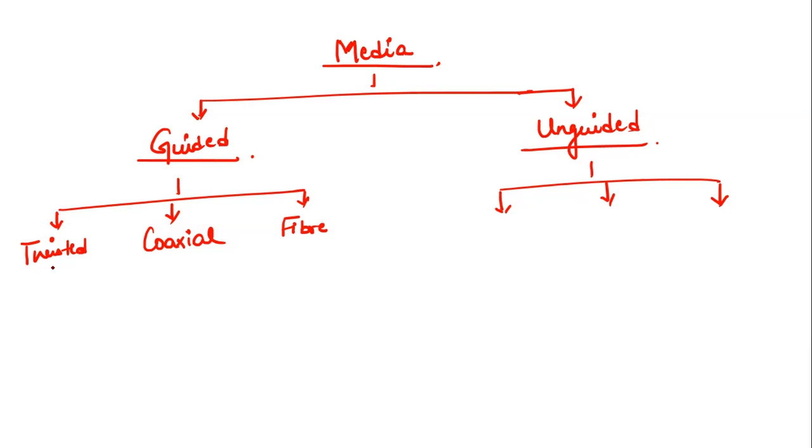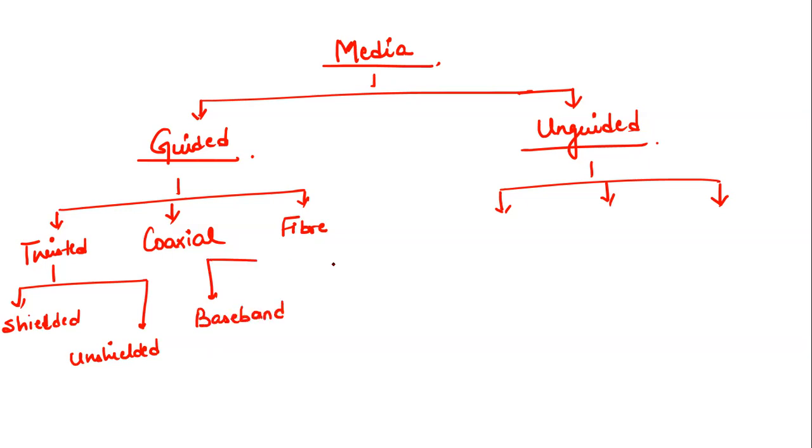ठीक है. अब ट्विस्टेड आपके टू टाइप्स के हो गए, दैट इज शील्डेड and unshielded. Similarly, coaxial आपके टू टाइप्स के हो गए, बेस बैंड एंड ब्रॉड बैंड. और अनगाइडेड आपकी वेव्स हो गई, दैट इज योर रेडियो वेव, माइक्रोवेव एंड इंफ्रारेड.